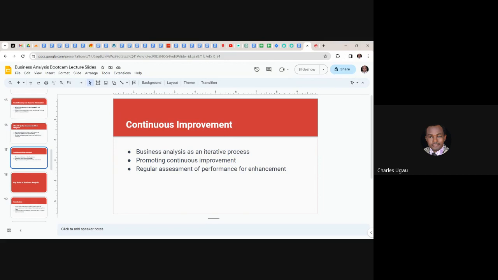So that is how business analysis or a business analyst can help bring success, improvement, and efficiency to organizations using these enterprise applications. So this is where we're ending it for tonight.